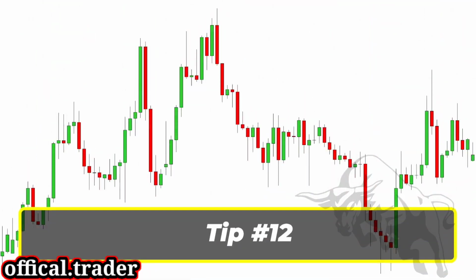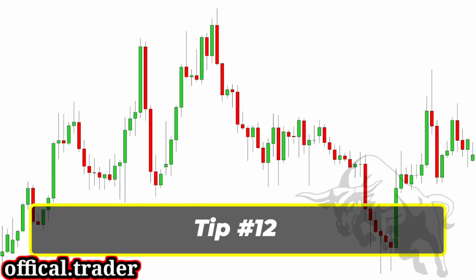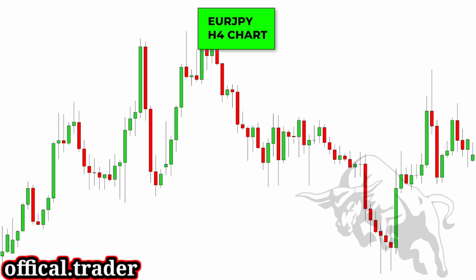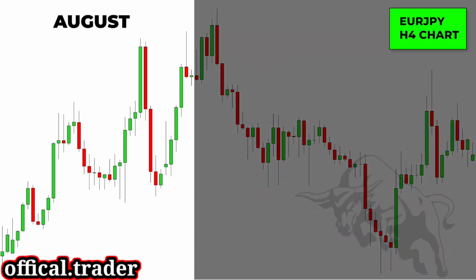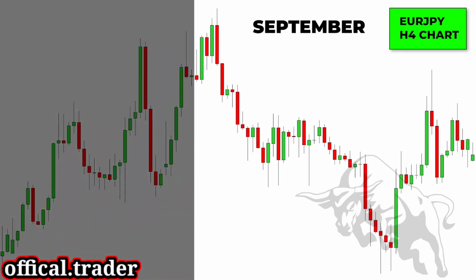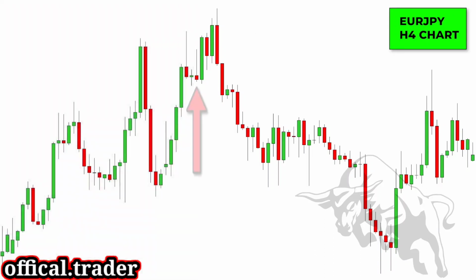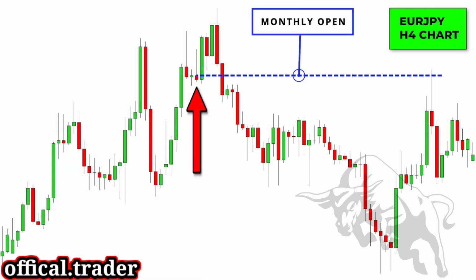Tip number 12 is to take note of the monthly open for the product you are trading. Longer-term traders will often use the monthly open as an area of value to help determine their trade locations. Here we have a 4-hour chart of the euro-yen. Here is the trading from August, and here is the trading from September. This is the first candle of the month, making this level here the monthly open.